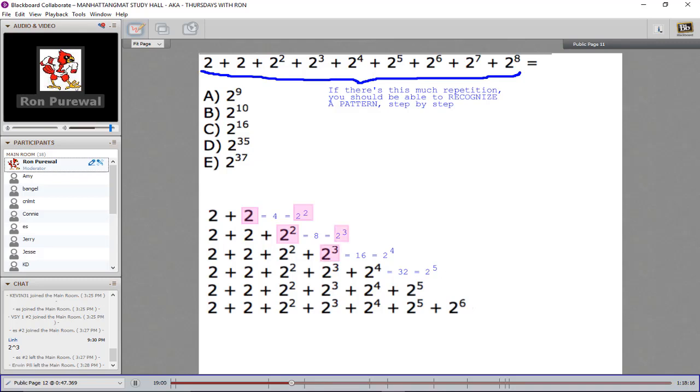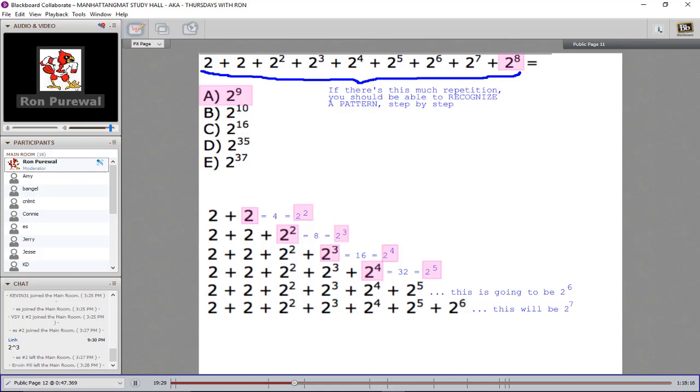Add them up to 2 to the 3rd, you get 2 to the 4th. Add them up to 2 to the 4th, you get 2 to the 5th. So you know it's going to happen, right? This is going to be 2 to the 6th, and this is going to be 2 to the 7th, etc. So this is going to be 2 to the 9th, same sort of pattern, because it ends with the 8th.